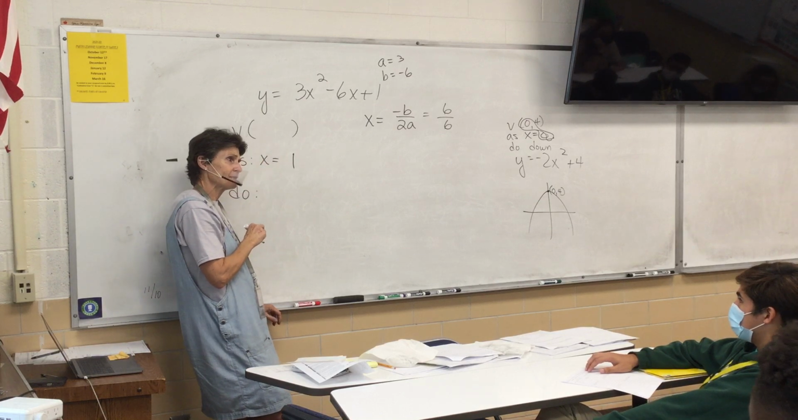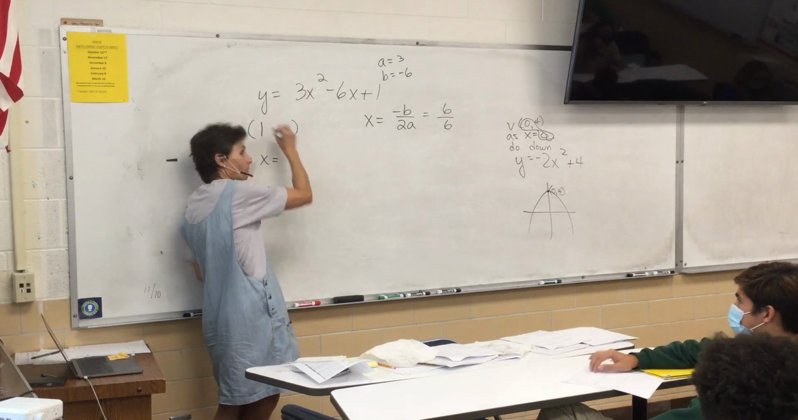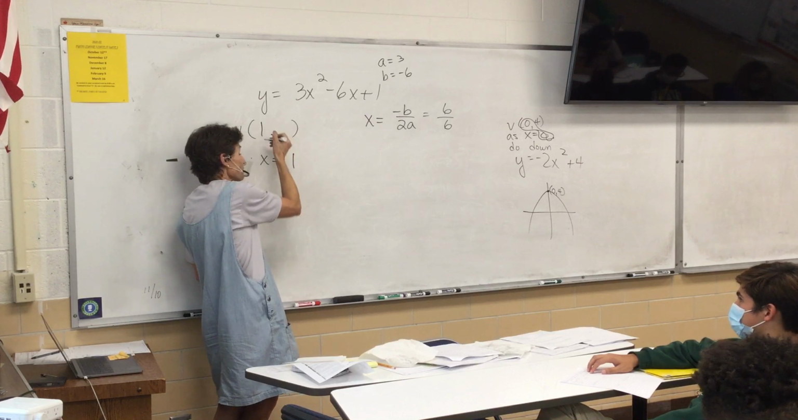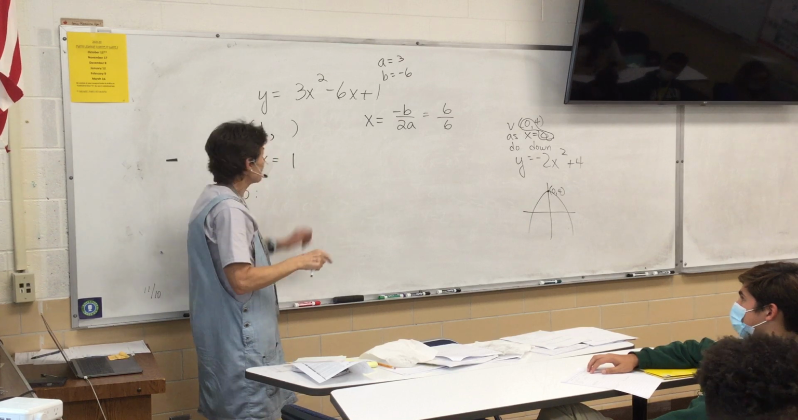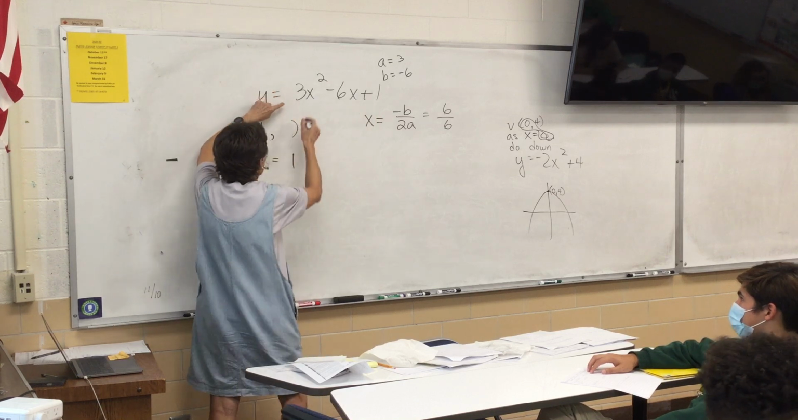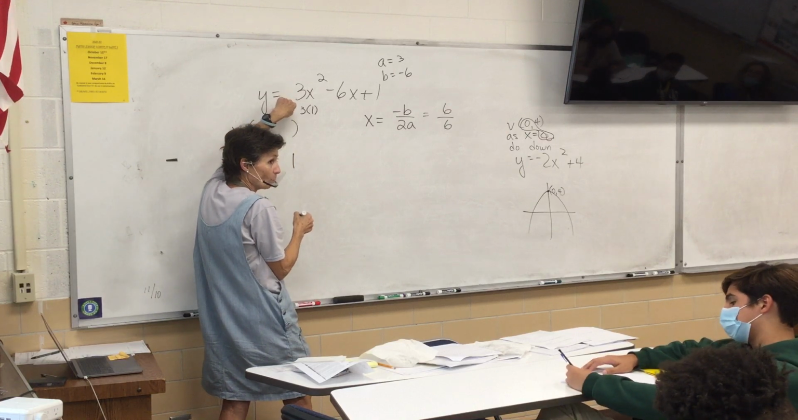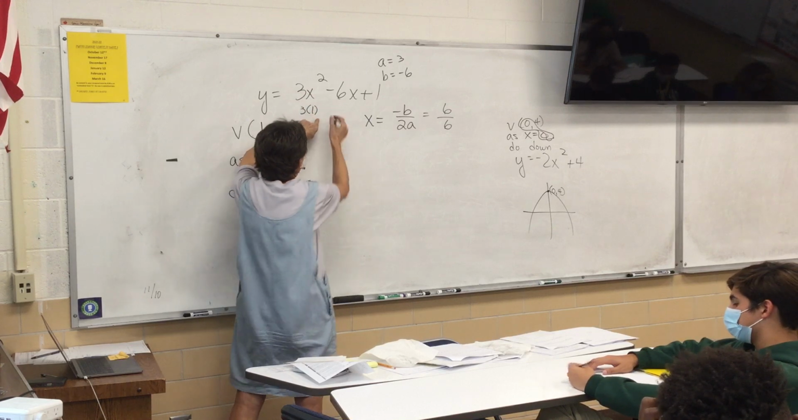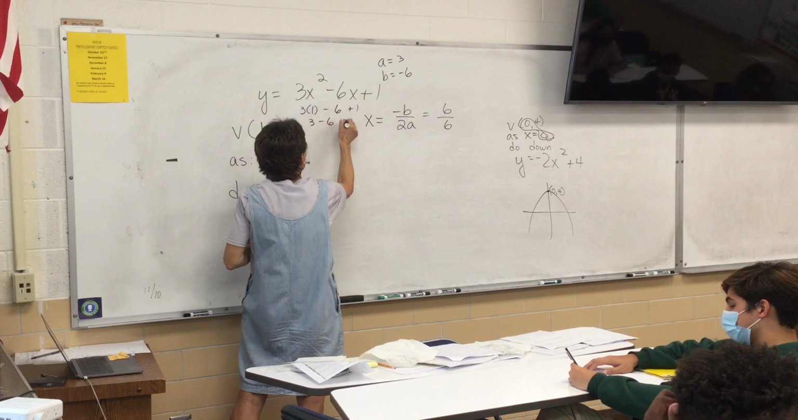How does that help me find the vertex, though? Olivia? Exactly. These two always match. So usually I know this first, but now I know this first, so I know this has to be a 1. You can fill in 1. How do you find y? You go back and plug in x. So here we go. 3 times 1 squared, which is 1. PEMDAS, 1 squared is 1. Minus 6 times 1 plus 1. So what do you come up with there?